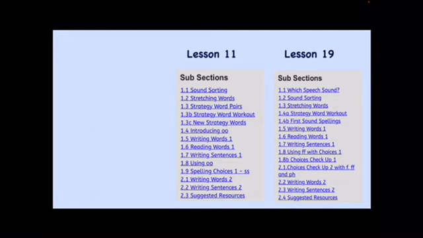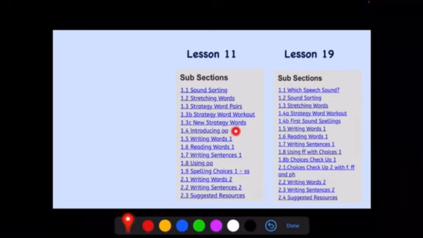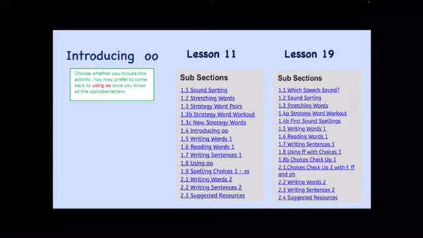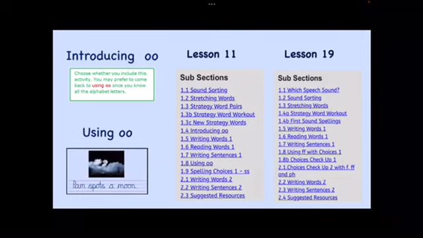You can see here lessons 11 and 19. The activities are pretty similar. But if we look here, you can see that we have introducing double O, and using it. These are new activities. And there is a choice when you are on section one. You can decide whether or not to include that activity or maybe go back to it later. That gives you an example of the sorts of sentences that will be included in section one.